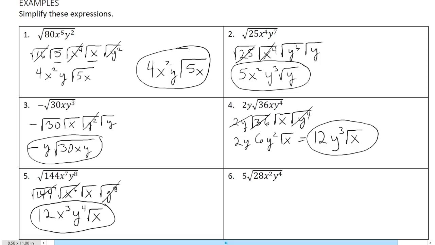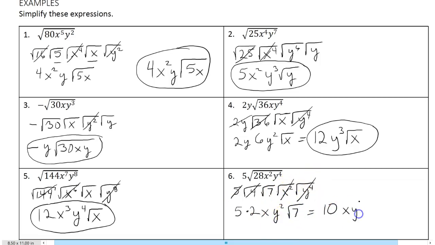In this example, leave 5 on the outside. 28 has a perfect square factor of 4. The other two are already perfect squares. Take out the roots of the perfect squares. Leave the square root of 7 on the inside. The answer is 10 times x times y squared times the square root of 7.